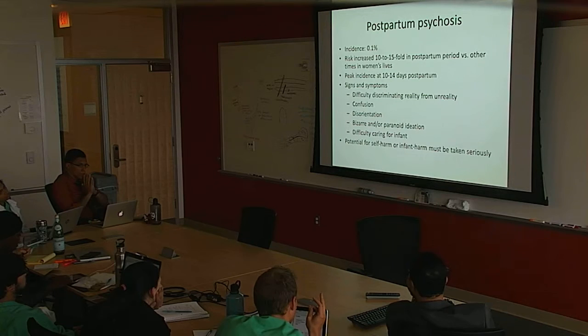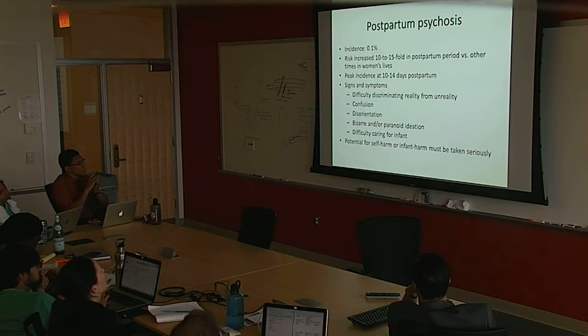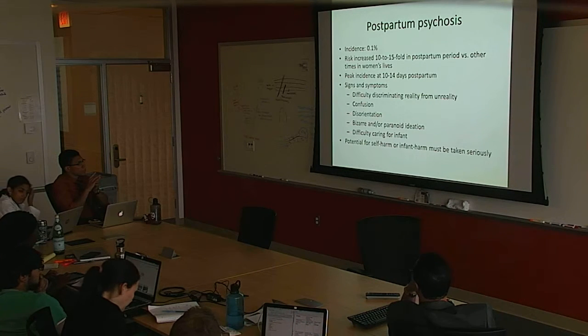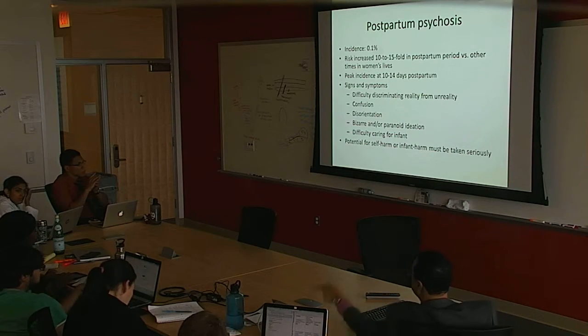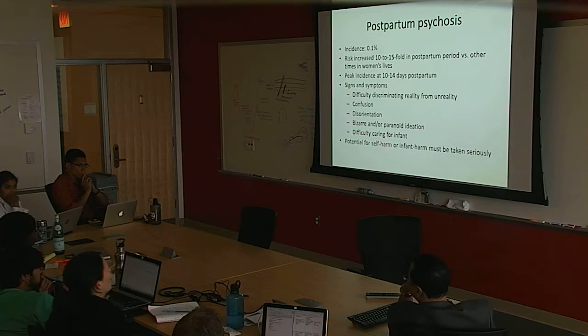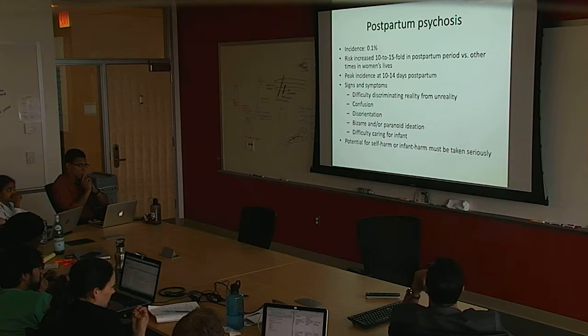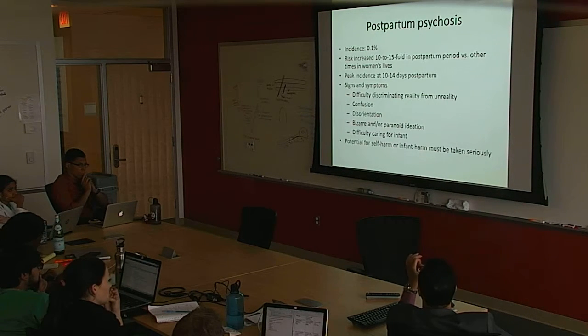Risk is increased 10 to 15-fold in the postpartum period versus other times of life. The peak incidence is 10 to 14 days. So the blues were 3 to 6 days, psychosis 10 to 14 days, but a few days here or there doesn't exclude it. And what will happen? The signs: difficulty distinguishing reality from unreality.